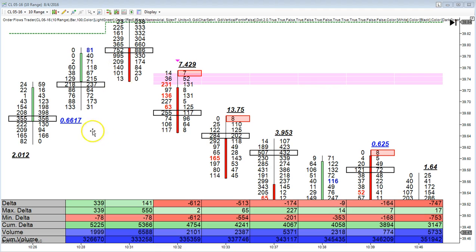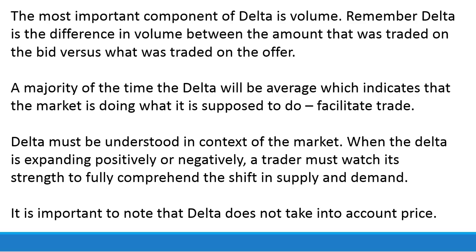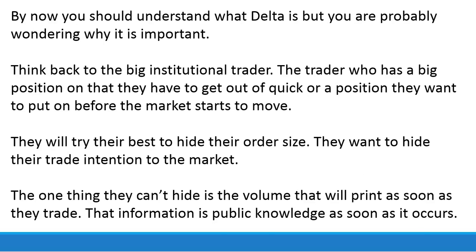So it's not uncommon to see sometimes a down candlestick, a red candlestick, with a positive delta, or a green candlestick with a negative delta. It happens. Sometimes it's a function of the bar just not having enough volume, or time running out, depending on what sort of chart you're looking at. So by now you should understand what delta is, but you're probably wondering why it's important.